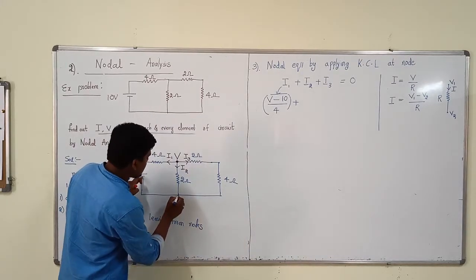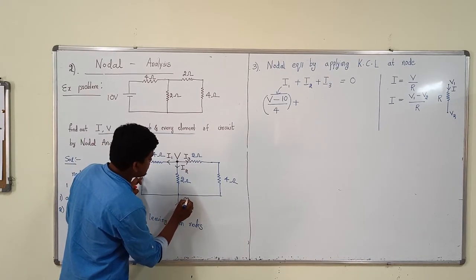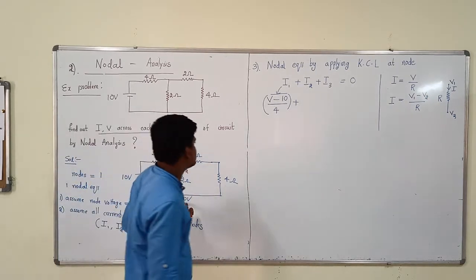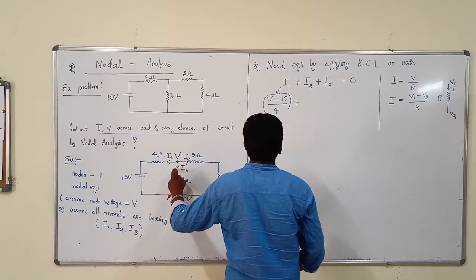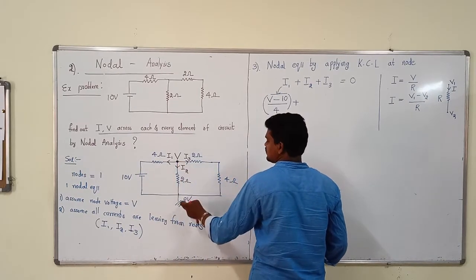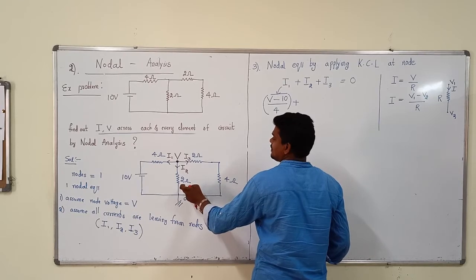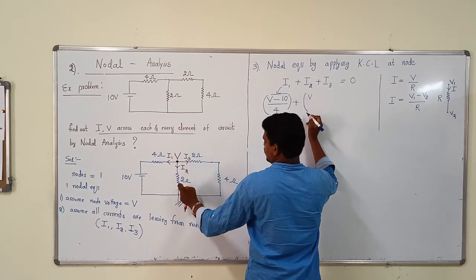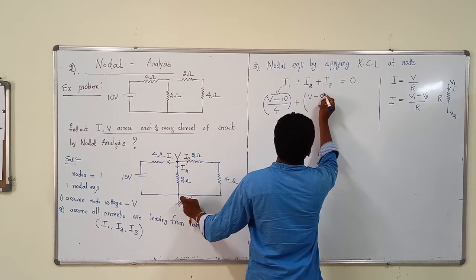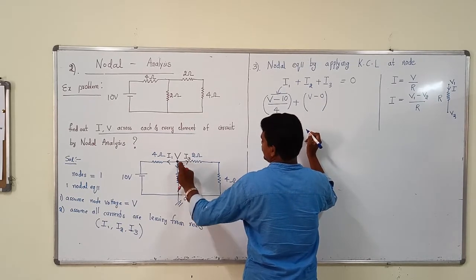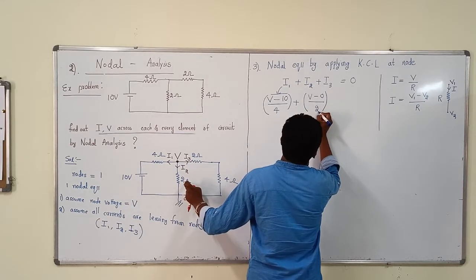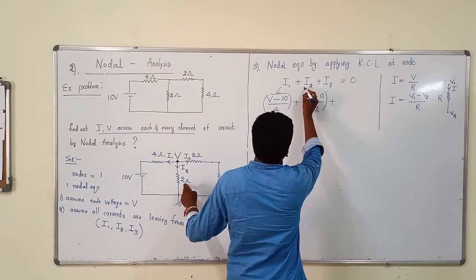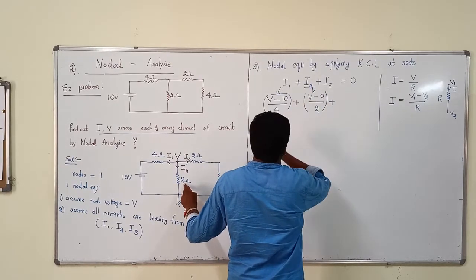Every circuit has some ground, and ground is operated at 0 volts. So for I2, it is the same: the voltage difference between two points divided by the resistor. Here the voltage is V, and current is flowing to 0 volts, so V minus 0 divided by the resistor between the two points, which is 2. This is about I2.